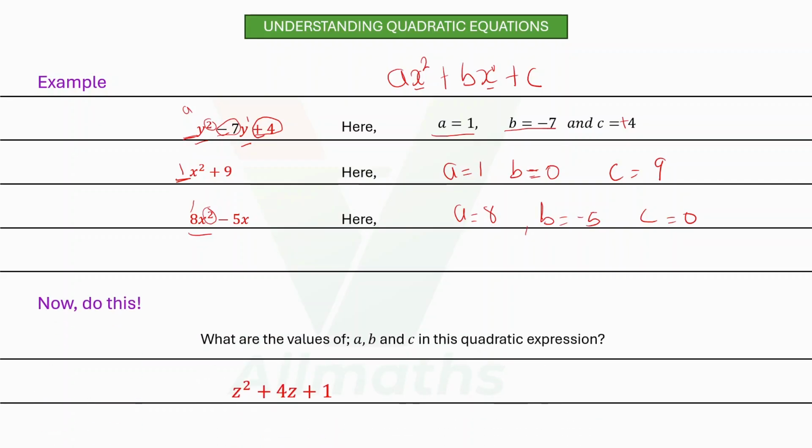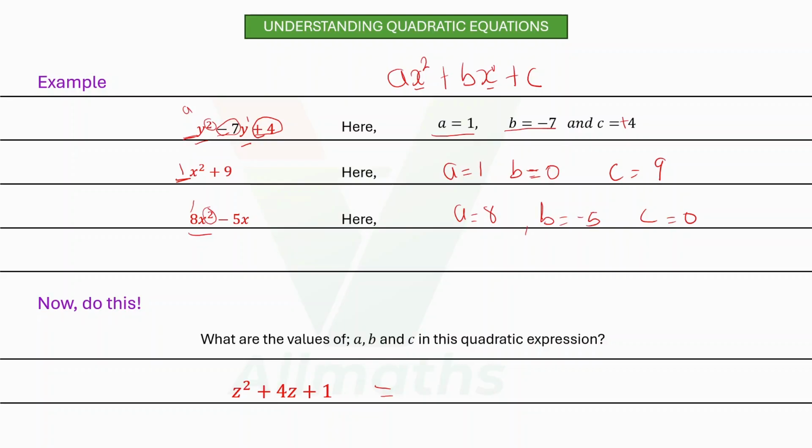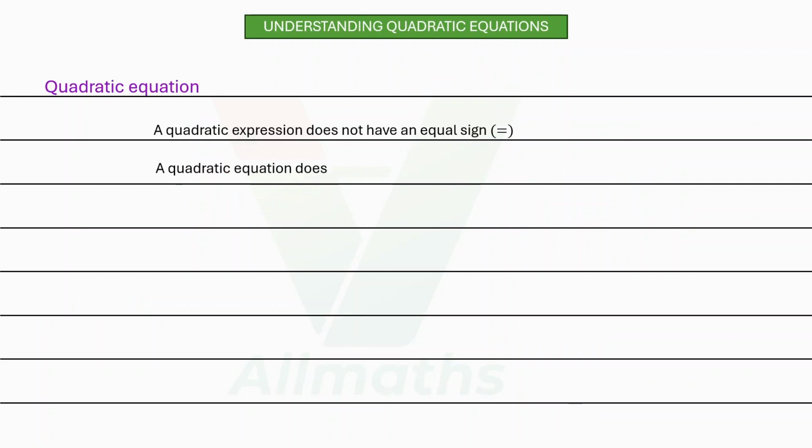Okay? I want you to practice this. What is your a, b, and c in this example? You can pause the video and try it. Yes, in this example, our a is 1, our b is 4. If you call it plus 4, you're still correct. And our c is 1.